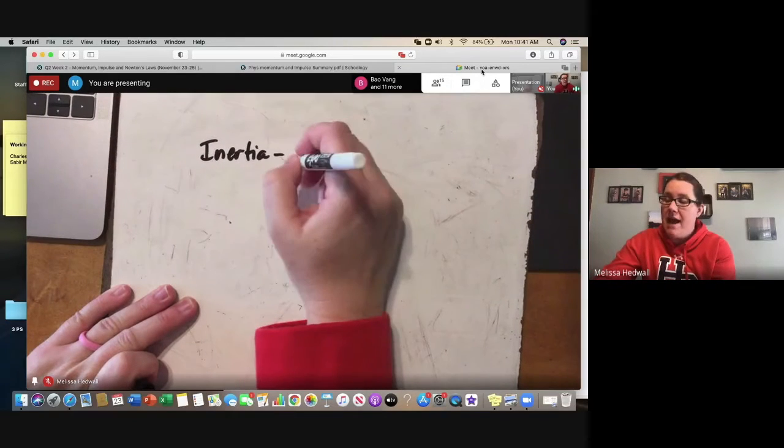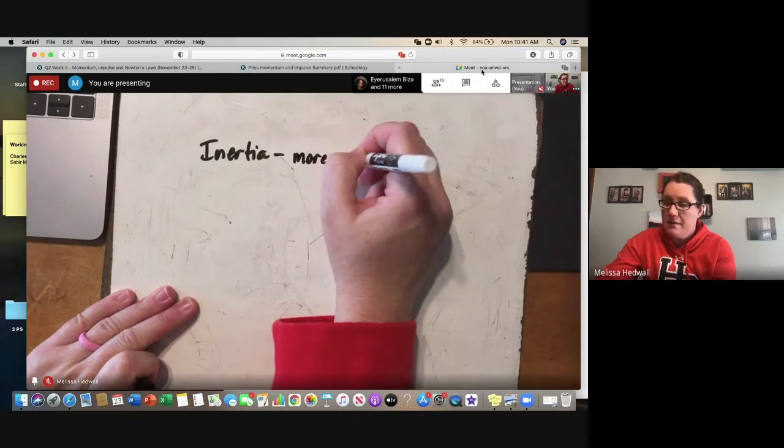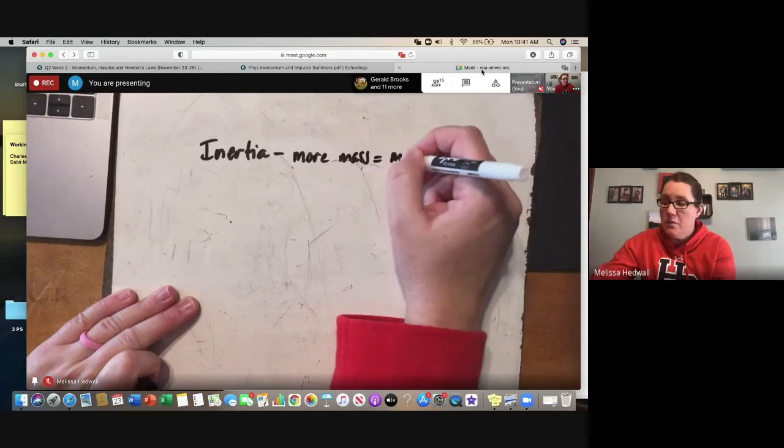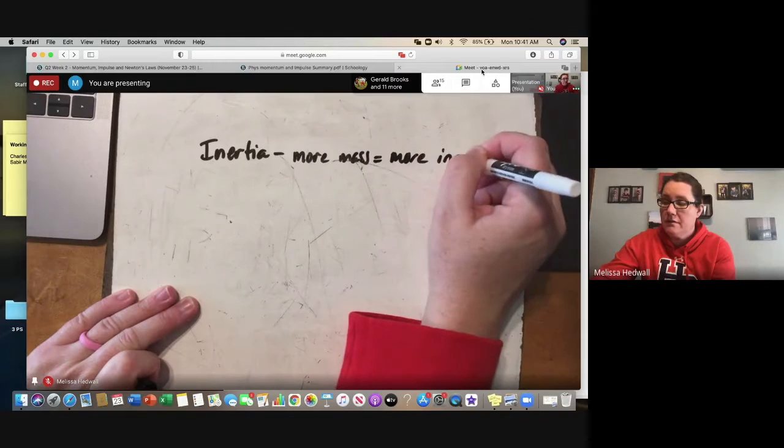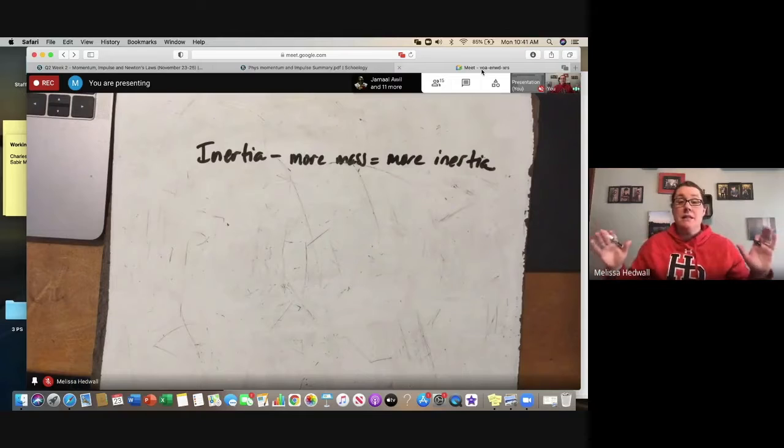If it has mass, it has inertia. We'll say more mass equals more inertia. And so for inertia, it's just an object's tendency to keep doing what it is already doing. So if it's sitting there and not moving at all, it still has inertia. It just doesn't want to move. It doesn't want to change what's already happening.